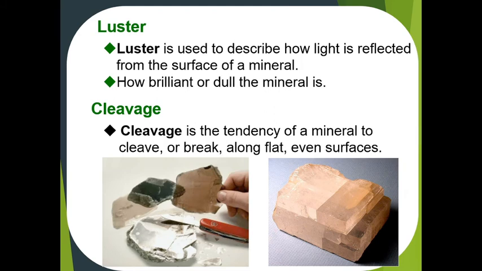Next, another characteristic, we have the luster. So the luster is used to describe how light is reflected from the surface of a mineral. It is how brilliant or dull the mineral is. So this is another characteristic wherein you can easily determine the specific type of mineral by determining how brilliant or how dull it is. Next, we have the cleavage. So the cleavage is the tendency of a mineral to cleave or break along flat and even surfaces. Meaning, may nakikita na siyang area or may portion na dun talagang magkakaroon ng breakage o magkakaroon ng cleave. So, yun yung tawag na cleavage. So, if you are to break a mineral, the tendency, may portion na doon na kung saan yung area na magbe-break siya. So, we call it the cleavage.